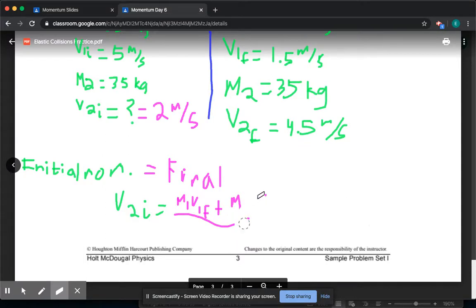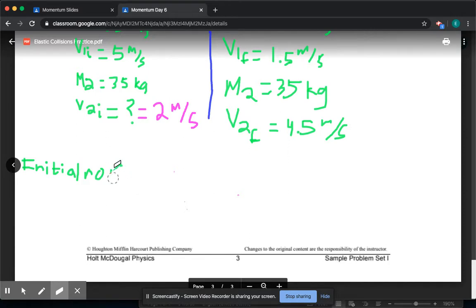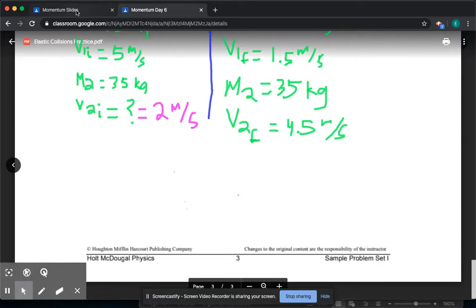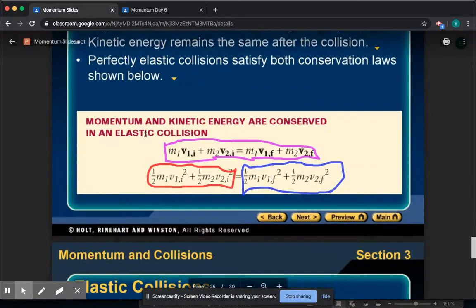So now part B asks you to confirm your answer. So basically check your work by using the kinetic energy equation. If you go back to the slides, the kinetic energy equation again is 1/2 times mass times velocity squared. For elastic collisions, it is the bottom part: 1/2 M1 V1I squared, so on and so forth.